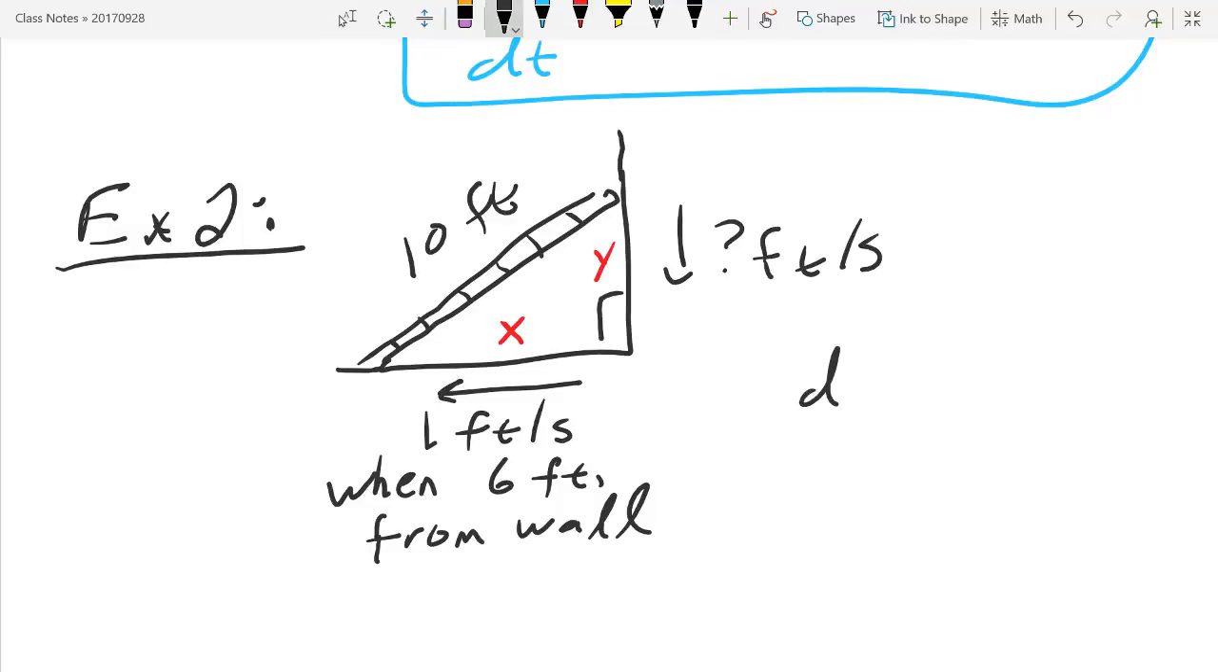Okay, since this is a rate of change, what variable are we measuring the rate of change of here, if I call that side x? This side x is changing, right, at 1 foot per second. So how could I say the rate of change is a derivative for this side? Yeah, dx. And what is it changing with respect to?